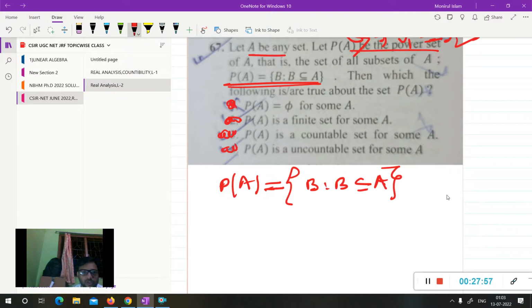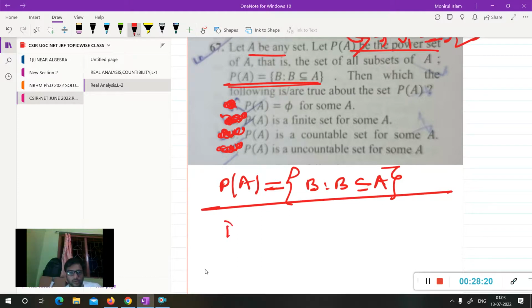I have taken this question screenshot from the book. That book has marks on it, so don't worry, I am erasing it and we'll verify each option one by one. Maybe some option is wrong. So P(A) is the power set of A, the set of all subsets of A. Now going to option 1, it says P(A) equals phi for some A. For some A, P(A) equals phi.